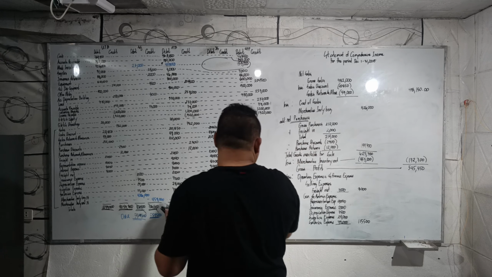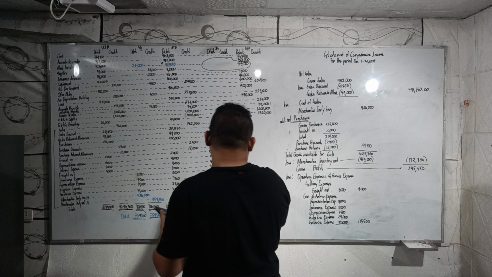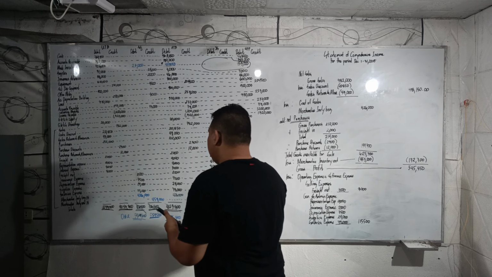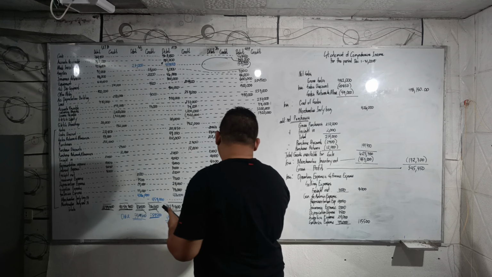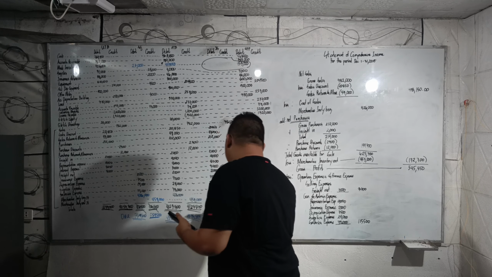So let me check first. Representation is there, freight out is there, insurance is there, depreciation is there, supplies is there, salaries is there. We have already considered this.